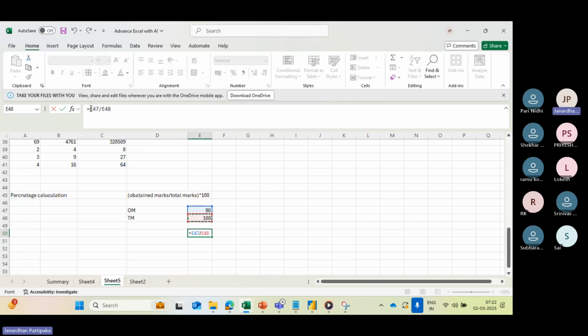And as a best practice, try to put it in brackets and into 100, so with the star mark you can mention 100. Click OK. So out of 100 he is getting 90 marks, so his percentage is 90. This is the general process of how to calculate the percentage.